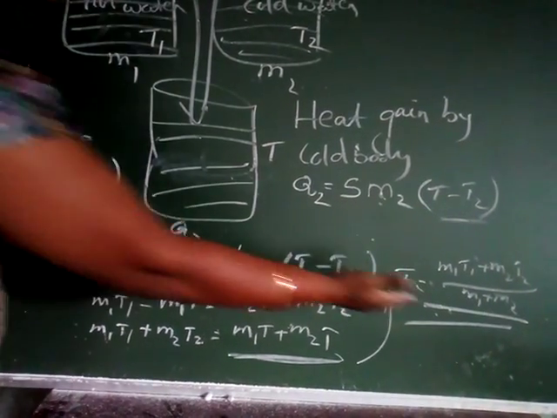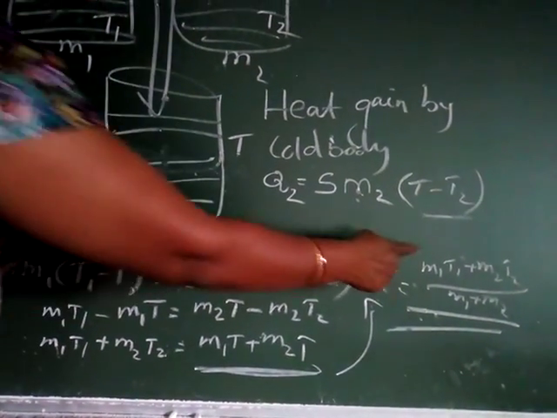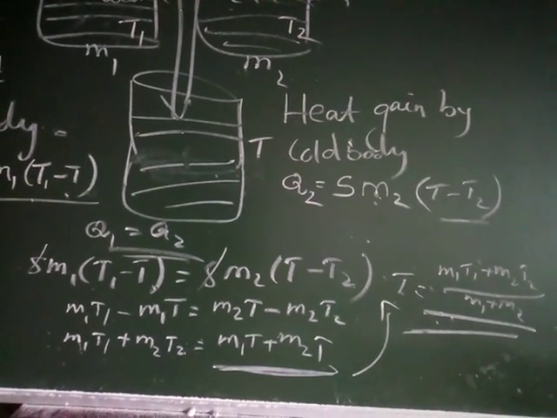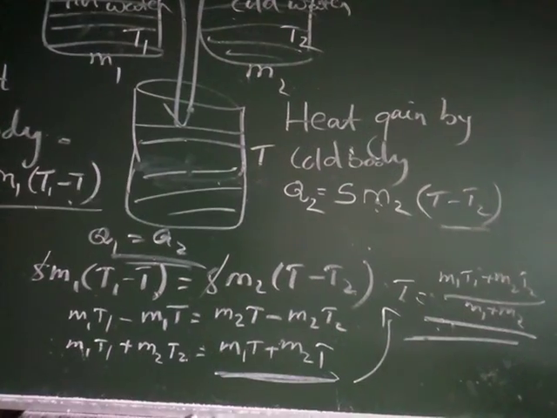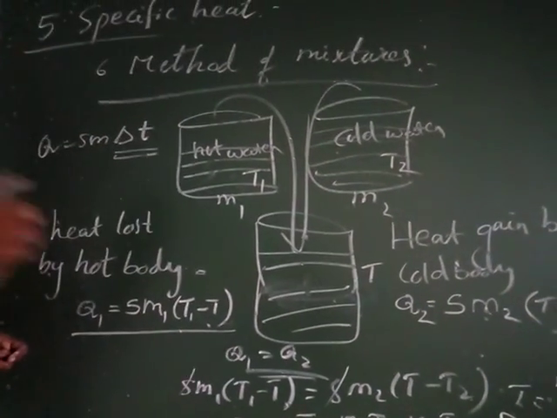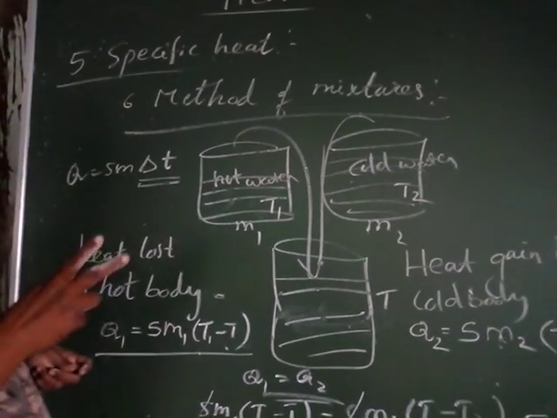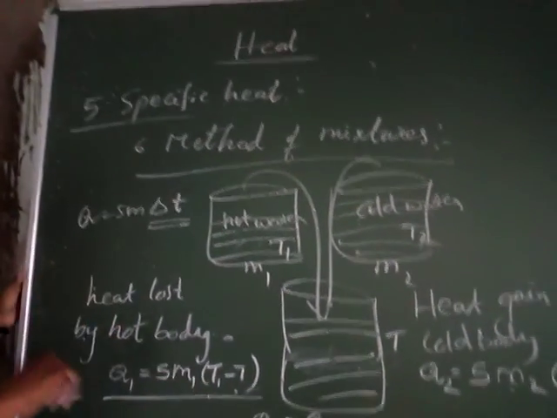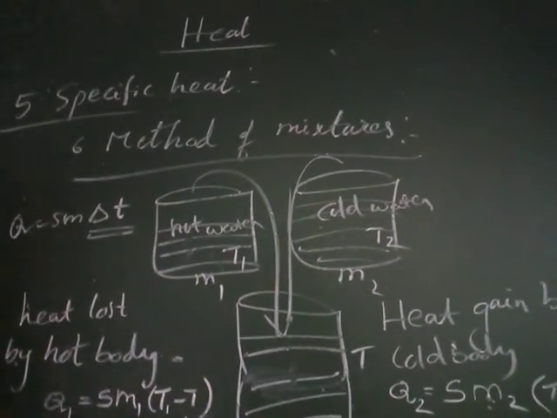By using this formula only you can do any problem. They may give M1, T1, M2, T2 values, and you have to find the temperature of the mixture. You can find it using this formula. This is situation 3. In the first situation, both temperatures and both masses are equal. In the second, masses are equal but temperatures are different. In the third, temperatures and masses are different, and we find the temperature of the mixture.